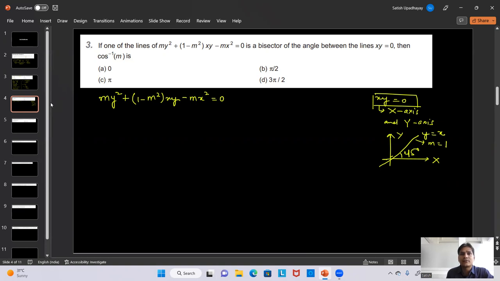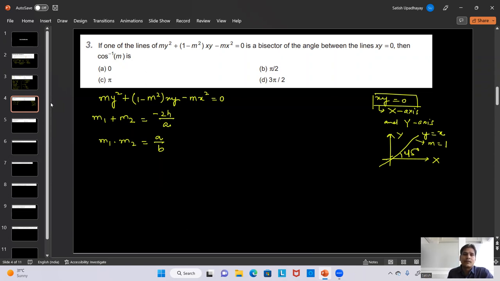Okay, so if one of the lines of this is a bisector. This is basically a pair of straight lines passing through the origin, because this is a homogeneous second degree equation, right? Everyone agrees. So this will represent two lines, and we can use this information. The sum of the slopes of these two lines will be equal to minus 2h upon a, and the product of the slopes of those two lines will be equal to a upon b. I think you are all aware of this a, b, and h. a is the coefficient of x square, b is the coefficient of y square.